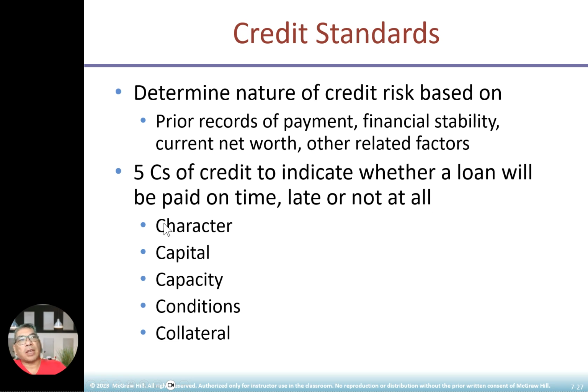There are 5 C's. The first one is character, the second one is capital, the third one is capacity, the fourth one is condition, and lastly is collateral. Those are the 5 C's of credit to make sure it is paid on time.